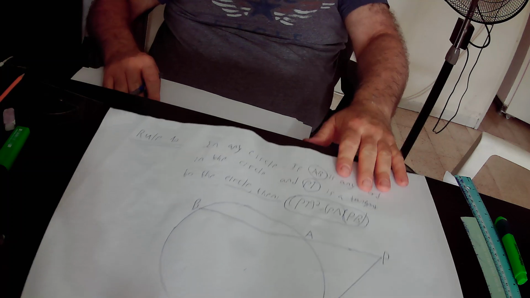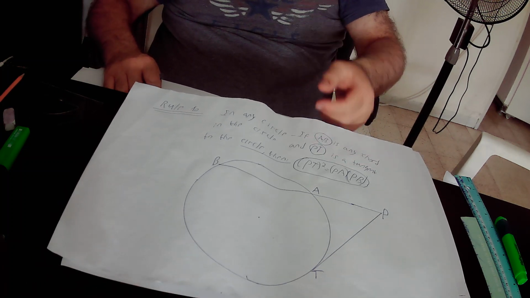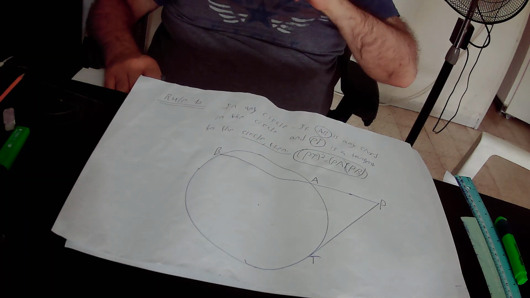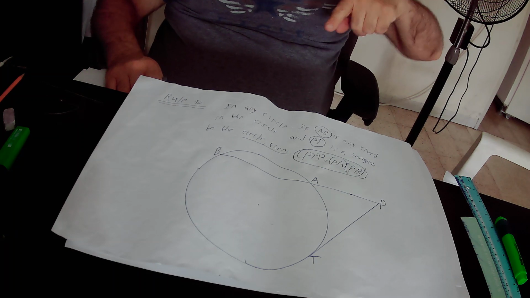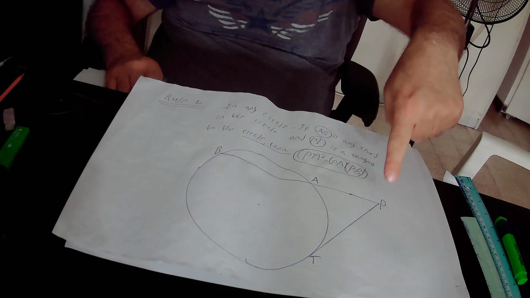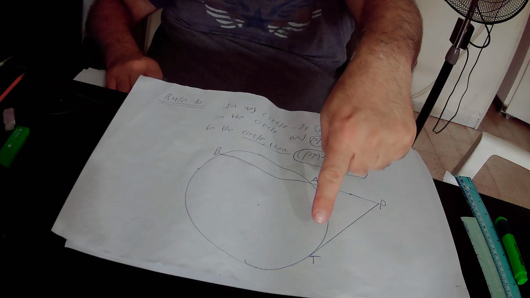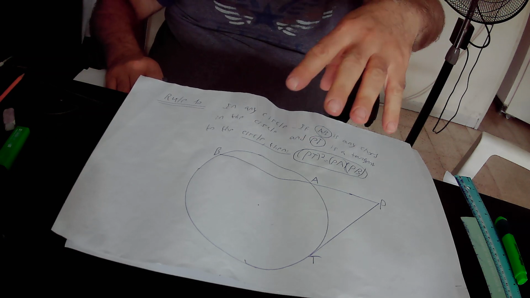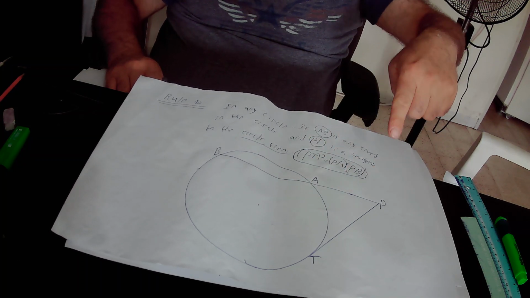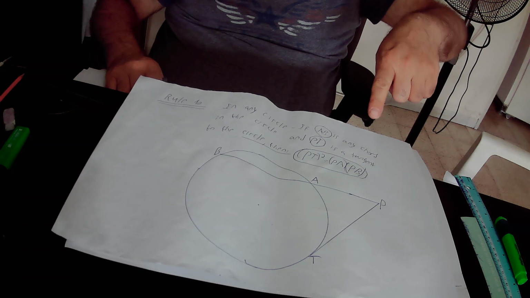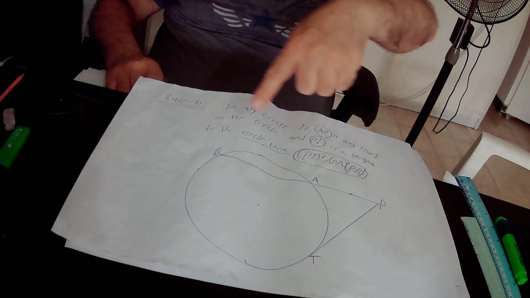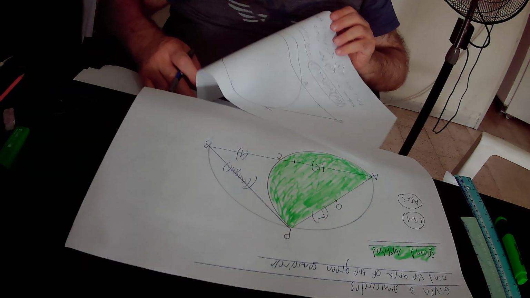According to rule 10, which is true in any circle: if AB is a chord in this circle, and PT is a tangent to the circle at point T, then the following equation will be true: PT squared, the tangent squared, equals PA times PB. Again, PT squared equals PA times PB. We can implement rule 10 in our drawing.